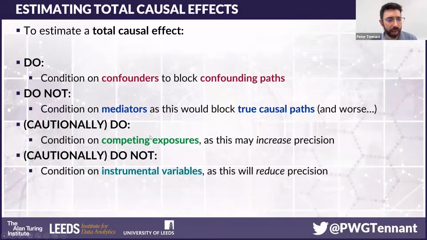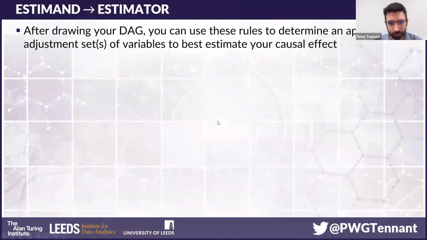And then cautiously, you should certainly think about conditioning on competing exposures, because that would improve your precision. However, you need to make sure that it's a true competing exposure and it's not a mediator. And cautiously, you should not condition on instrumental variables, because that would reduce your precision, but you need to make sure that it is definitely an instrumental variable and not a confounder, which obviously you would need to adjust for. So it's a little bit murky around the edges once you move from theory to practice.